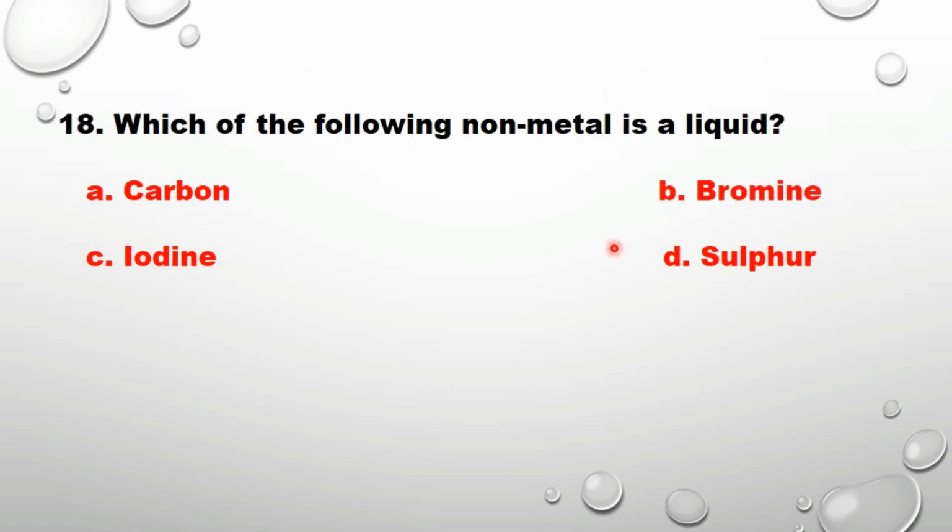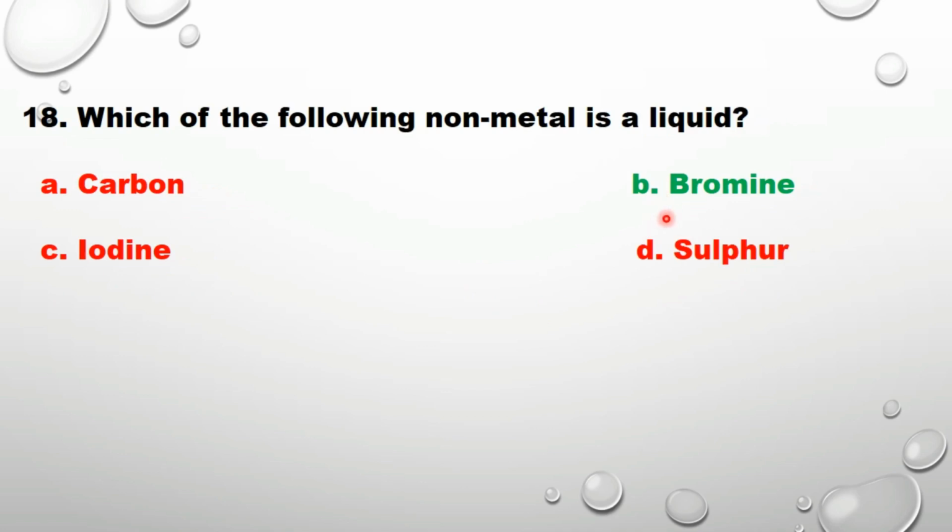18th question. Which of the following non-metals is a liquid? Option A carbon, B bromine, C iodine, D sulphur. And the answer is option B bromine. Bromine is a non-metal and it is in liquid state. Another question.